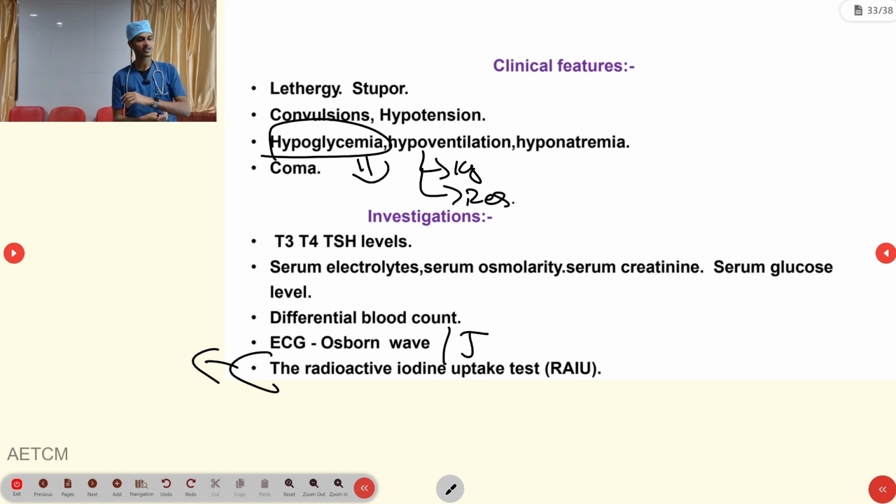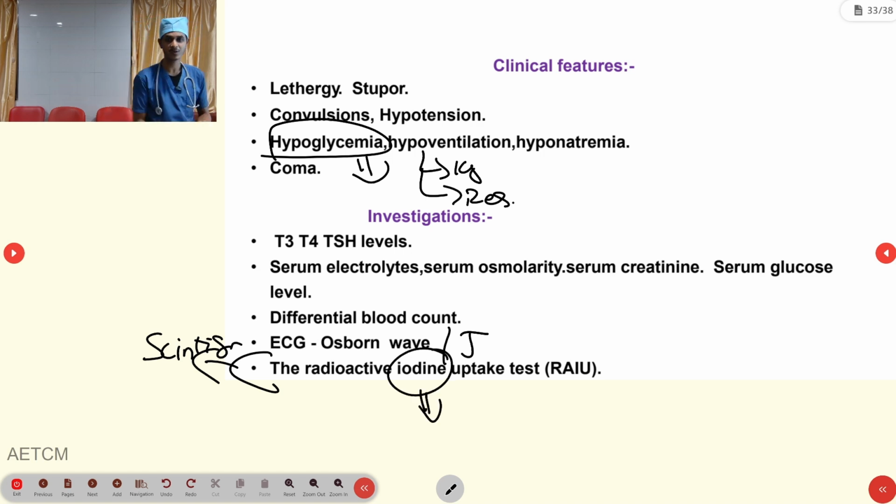So a radioactive iodine uptake test, in another name we will call it thyroid scintigraphy. It is one of the nuclear studies. So it is nothing but an iodine, right? So we will give iodine, either in a syrup format or in a tablet format. We will ask the person to take iodine tablet or syrup.